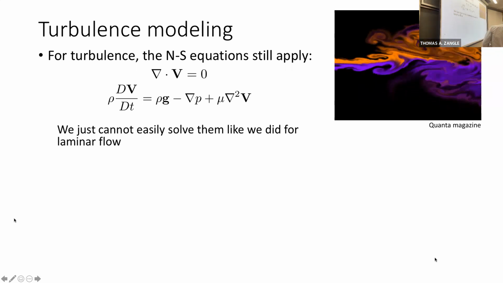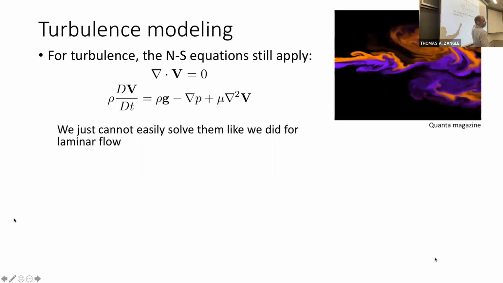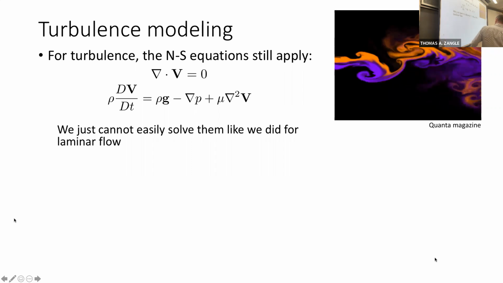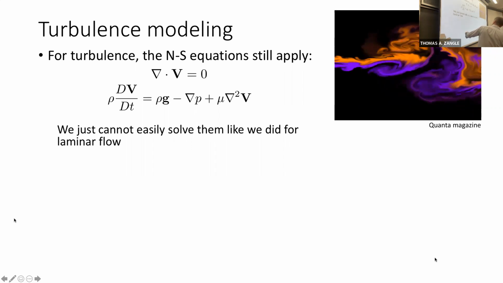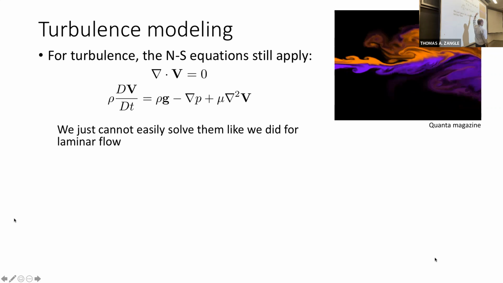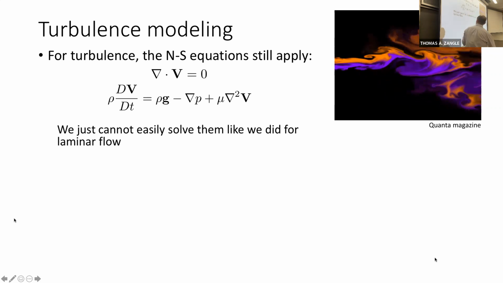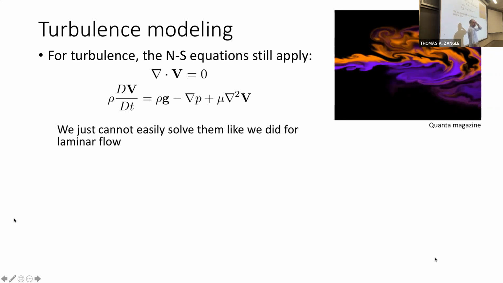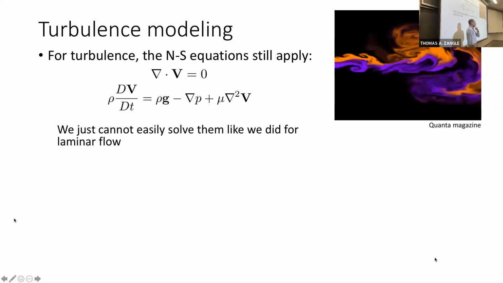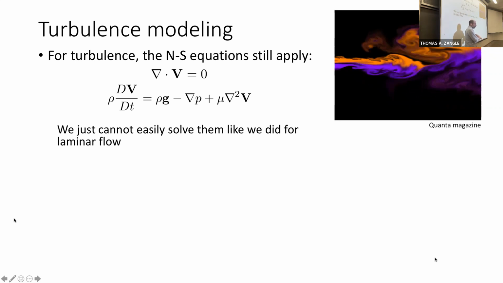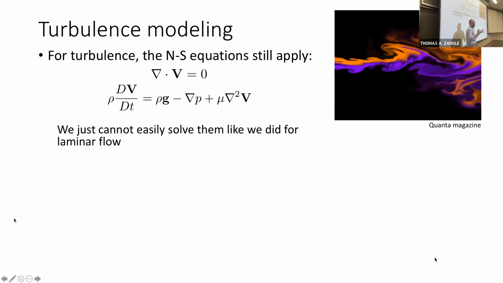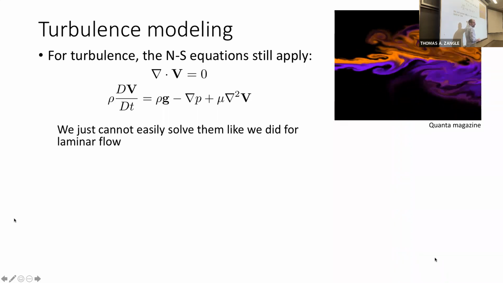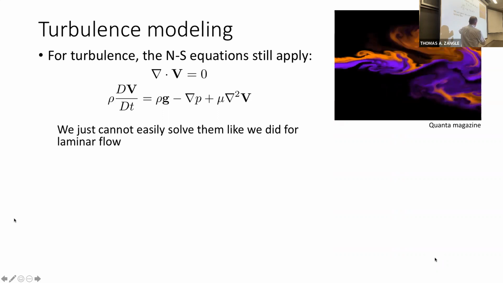So we use the Navier-Stokes equations for laminar flow. Navier-Stokes equations definitely describe laminar flow. They also describe turbulent flow. So this set of equations still applies. It's just that we cannot easily solve them like we did for laminar flow, right? So in the laminar flow case, we were able to say that a whole bunch of derivatives were equal to 0, and a whole bunch of terms in the Navier-Stokes equations dropped out. We can't do that when we have turbulent flow.